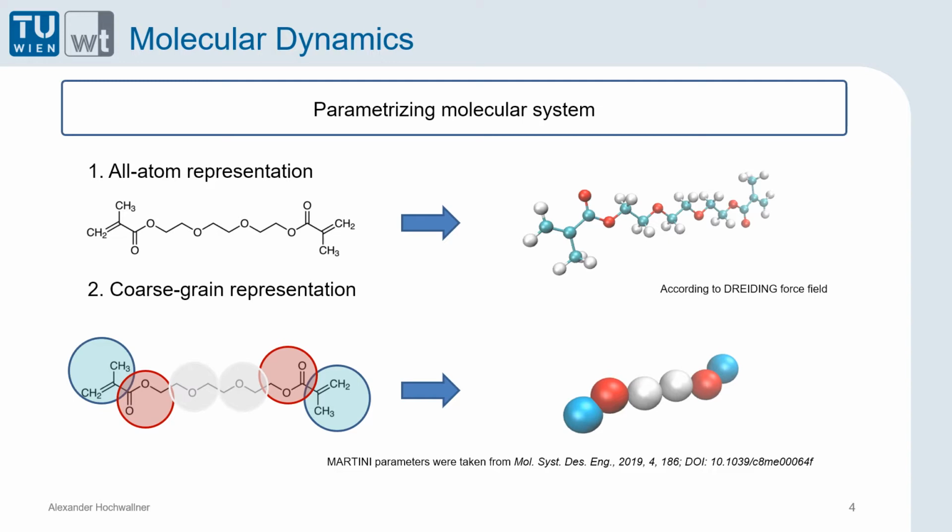This can be done in two ways. First of all, an all-atom representation, where every individual atom is represented by one particle in the simulation, and secondly, a coarse-grain representation where a group of atoms is grouped into one coarse-grain bead, which you can see here to the right. The difference is simply that the coarse-grain representation is computationally much less demanding, but the accuracy is a bit lower compared to the all-atom representation. All-atom parameters were taken from the driving force field, and the Martini parameters for the coarse-grain representation were taken from the reference I put down here.